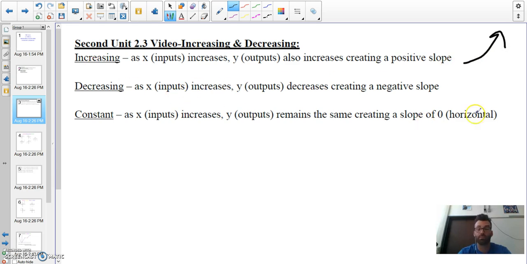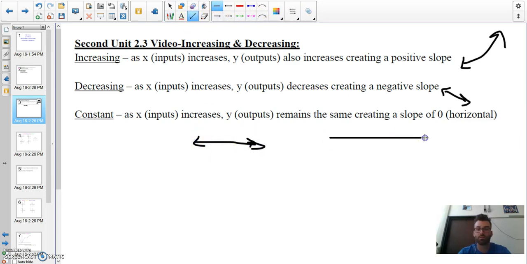Decreasing means a negative slope. As our inputs are increasing, our outputs are decreasing, something like that. Constant: as x increases, y stays the same. And that's not straight, that's going to bother me. Is that going to bother a lot of you? Probably. There you go. That's a constant line right there. The slope of this line is 0. Remember, horizontal lines have a slope of 0.